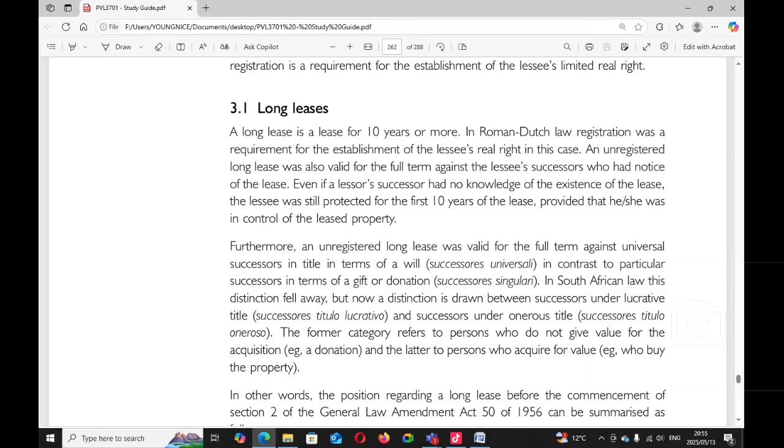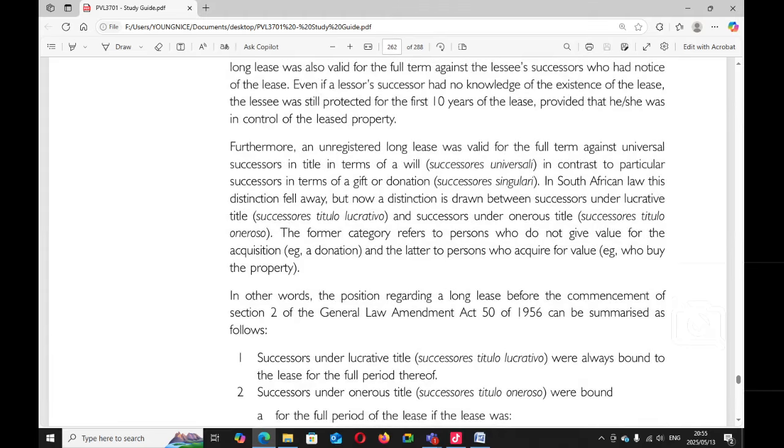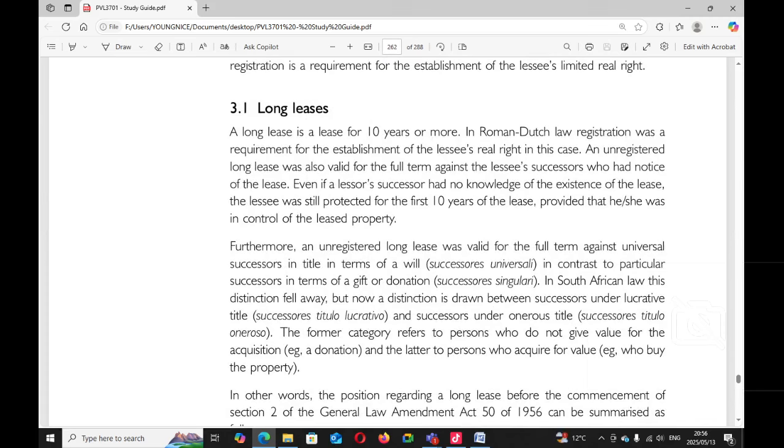Now, according to the long leases, let's go forward. I read yesterday. They said a long lease is a lease for 10 years or more. In Roman Dutch law, registration was a requirement for the establishment of the lease's real right, which we call limited real right. Now, an unregistered long lease was also valid for the full term against the lessor's successors who had notice of the lease, even if the lessor's successor had no knowledge of the existence of the lease. The lease will still be protected for the first 10 years. This is because of the lease override sale.